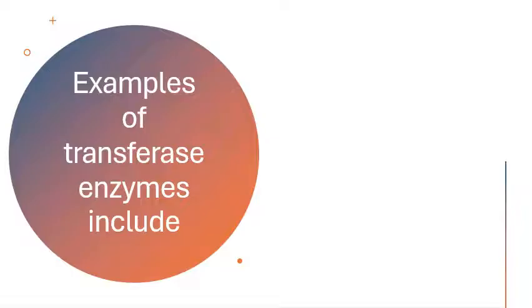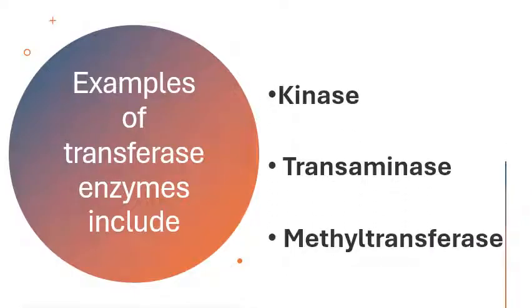Examples of transferase enzymes are kinase, transaminase, and methyltransferase. The kinase enzymes catalyze the transfer of a phosphate group from ATP to a specific molecule such as glucose. So kinase is a very important enzyme that plays a role in cellular signaling and energy metabolism.